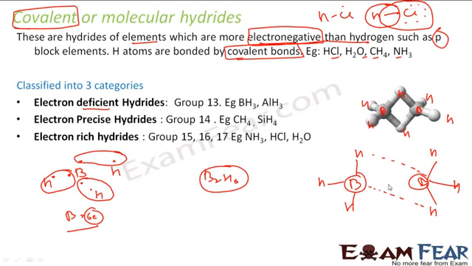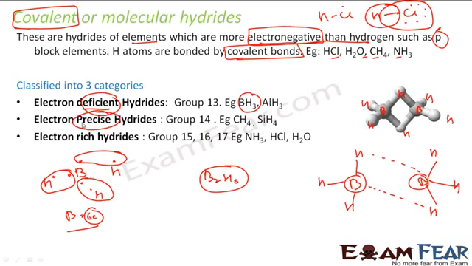2 from this, 2 from this, 2 from this, 2 from this, 8 electrons. This boron also has 8 electrons, 2 from this, 2 from this, 2 from this, 2 from this. Total it has 8 electrons each. So thus, in this case, BH3 doesn't actually exist, it exists in B2H6 form. Similarly, AlH3 also doesn't exist, it exists in Al2H6 form. Right? So they are electron deficient hydrides. If you talk about BH3, they have fewer electrons than required to attain stability.